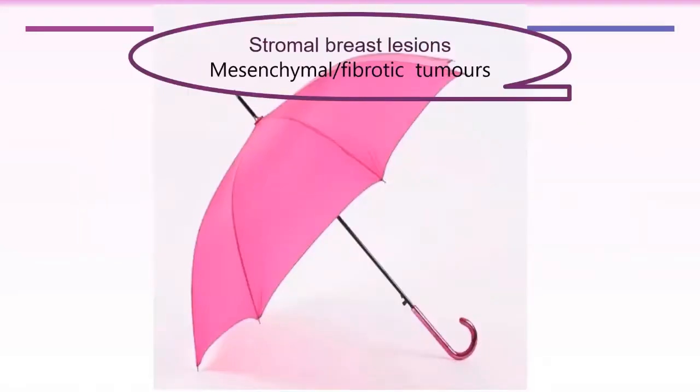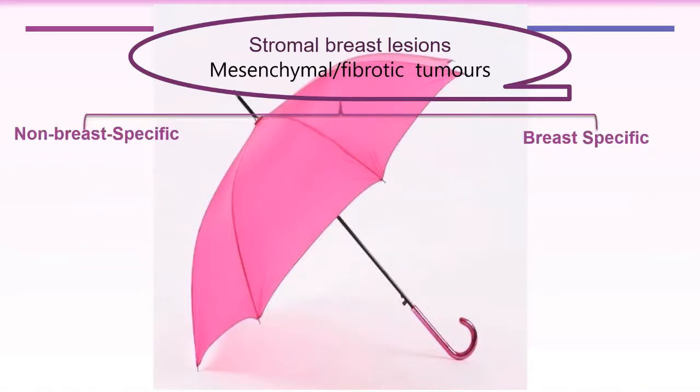Let us go to the second entity, which is stromal lesions. The stromal lesions are either non-breast specific or breast specific. Do you know which entities are in each type? Anyone?